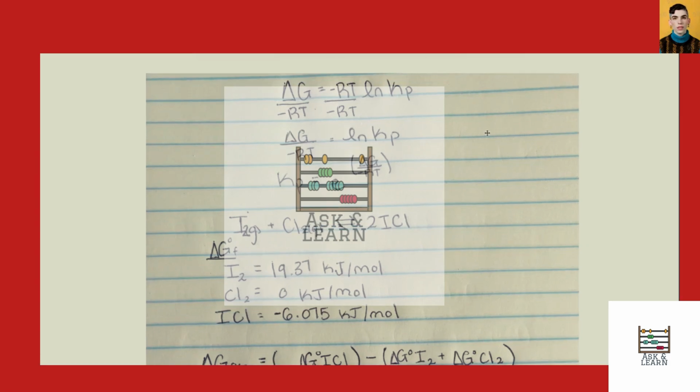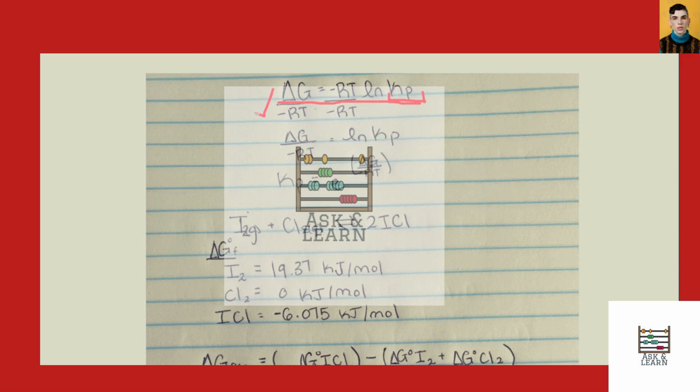Okay, so to start this question, we're going to use our equation here. Delta G equals RT ln Kp. So we will be solving for Kp. So let's rearrange this equation so we have it solved for Kp.